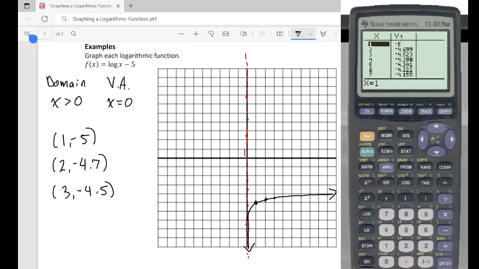So that's what the graph looks like, but let's make sure. Let's go in here and press graph and see what it says. Kind of says the same thing. Very slow increase. So I feel pretty good.